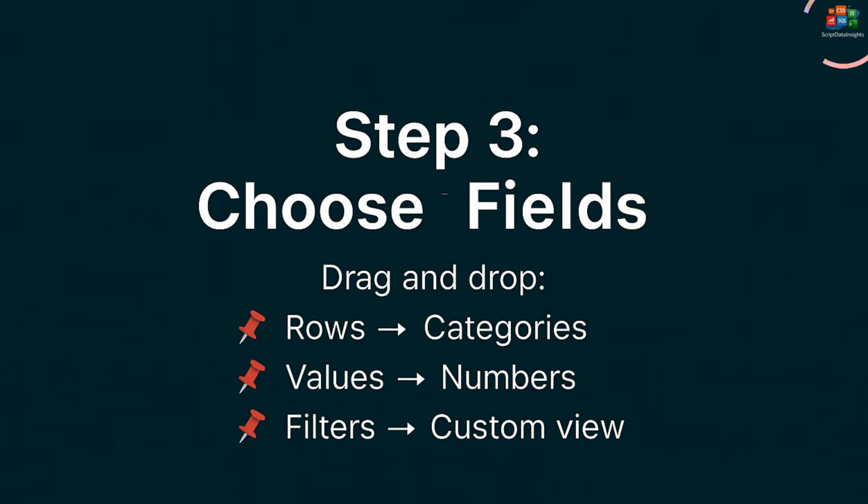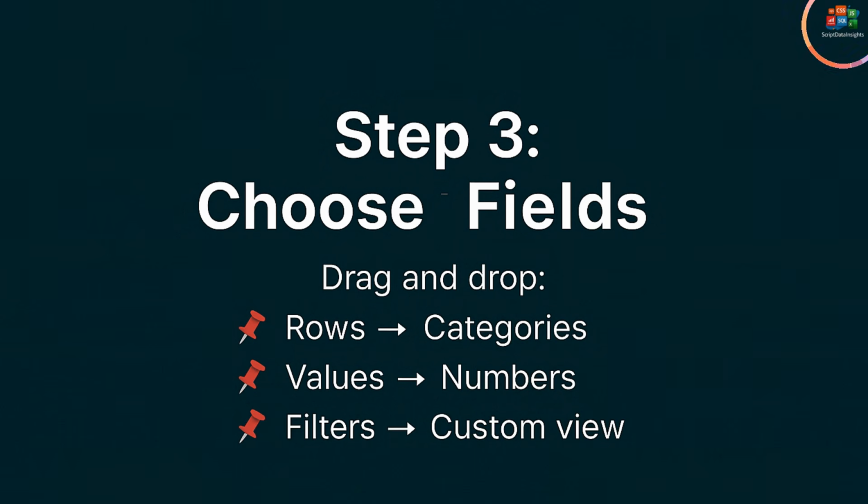Step 3. Choose fields. This is where the true power and flexibility of pivot tables come into play. On the right side of your screen, you'll see the Pivot Table Fields pane. You'll drag and drop your data fields into 4 main areas to build your report.